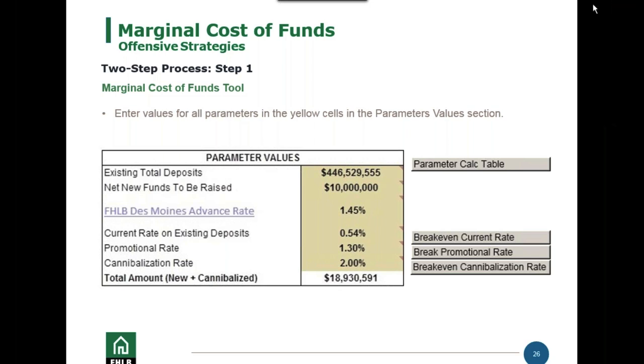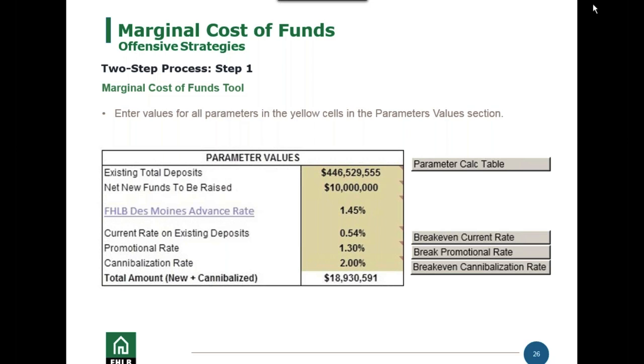Step one, we're going to enter the values for all the parameters in the yellow cells. So we've got our existing total deposits of over $446 million. We want to raise $10 million, and we want to offer a one-year promotional CD rate of 130. Now, I call my Federal Home Loan Bank rep and ask what one-year money is going for, and they tell me 145. My current rate on my existing deposits is 54 basis points.